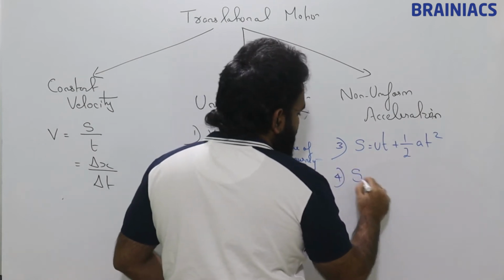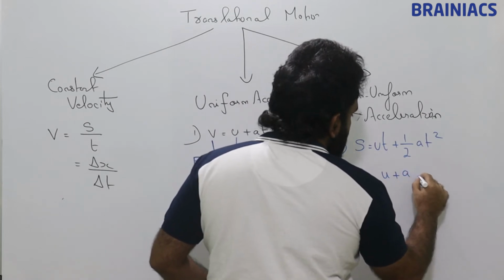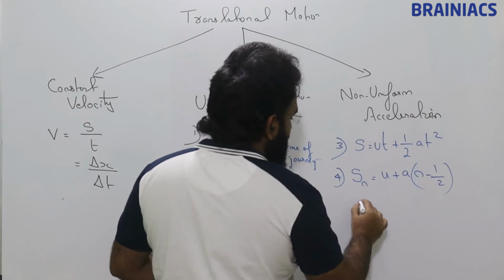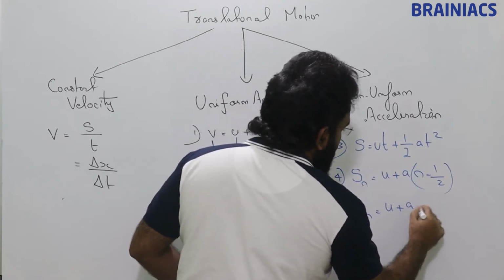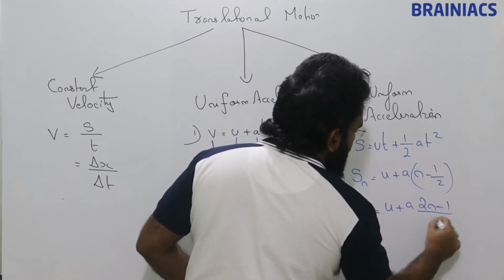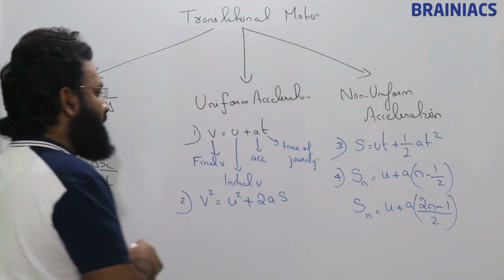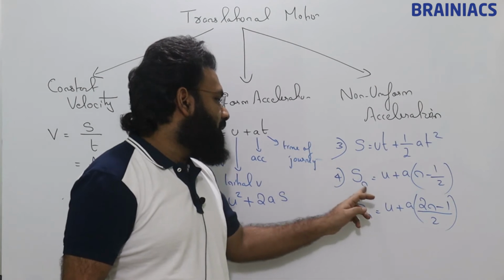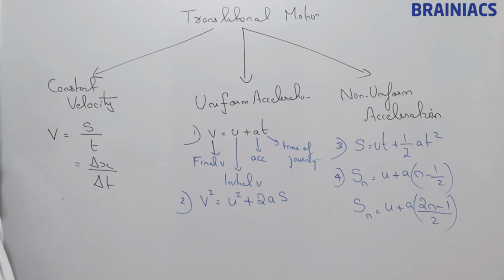Fourth, Sn is equal to u plus a into n minus half. This equation can be written in this way also, u plus a into 2n minus 1 divided by 2. This way also we can write the equation. Now here there is some difference for this equation. First you note it down, then I will explain that equation alone.